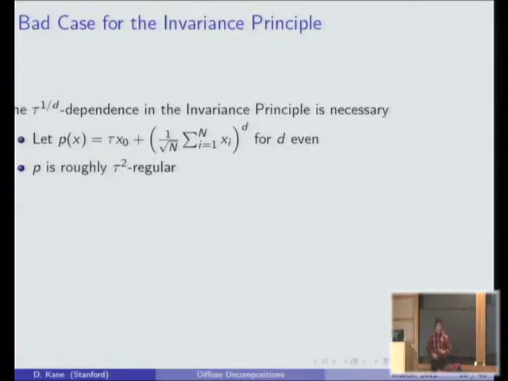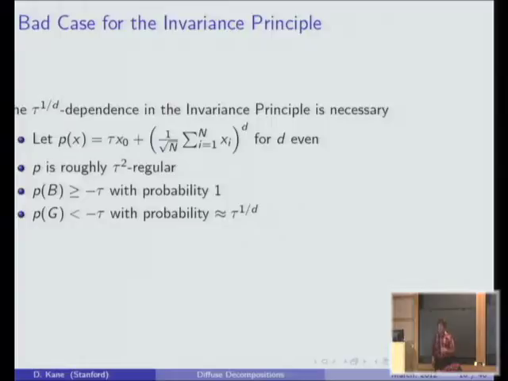One thing to note here is that p is roughly tau squared regular, because the influence of the first coordinate is tau squared, the influences of all the other coordinates are small, and the variance of this thing is on the order of 1. On the other hand, when you evaluate this at a random Bernoulli, you always get at least minus tau with probability 1, because x naught is at least minus 1, and the second term, while we're raising it to an even power, is always non-negative.